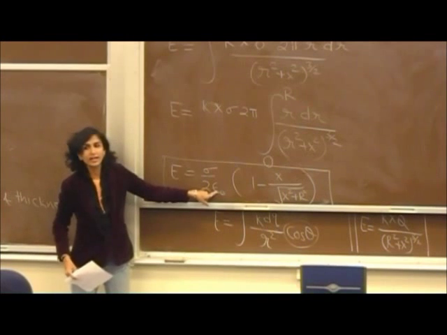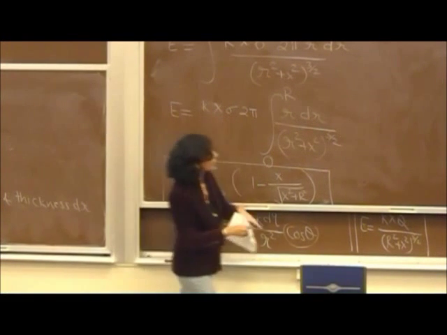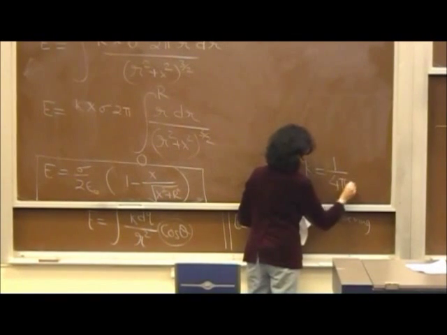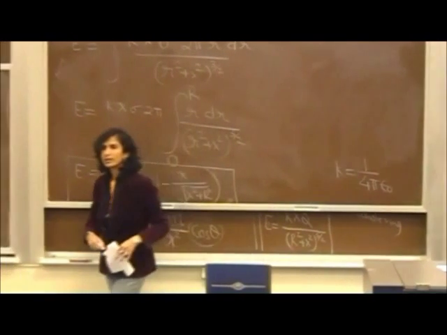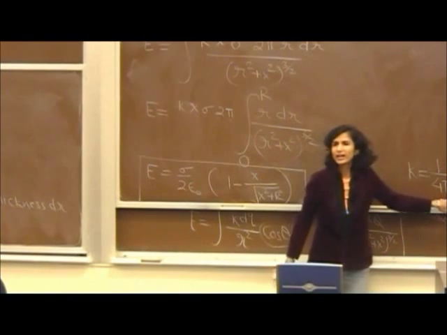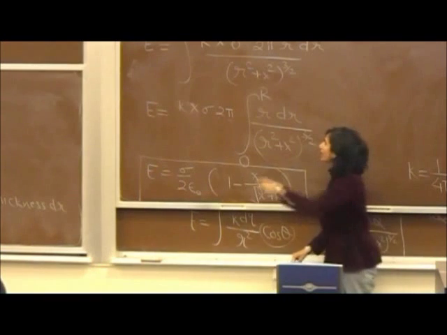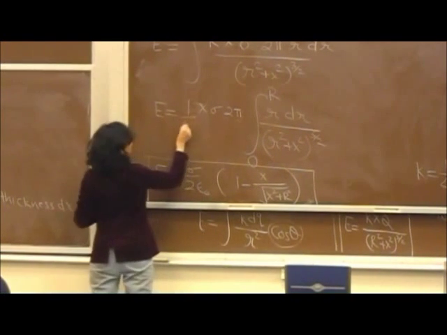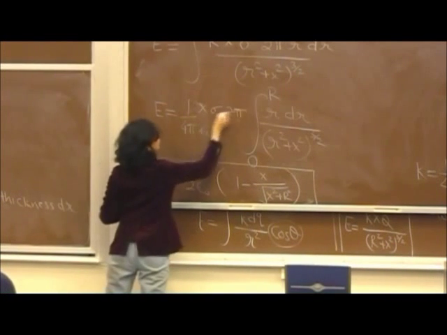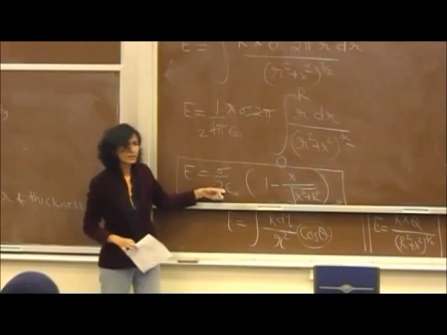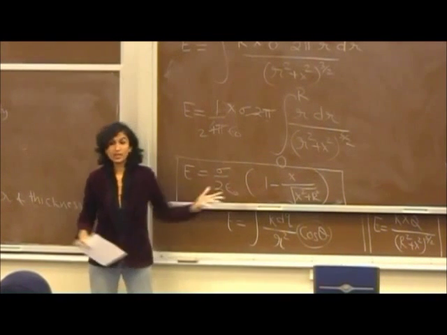Also notice, how did I end up with this epsilon 0? I actually made use of the fact that k is equal to 1 over 4 pi epsilon 0. So I canceled this 2 pi with this 4 pi that came from k. Is that making sense, folks? This k was 1 over 4 pi epsilon 0. So this 2 pi and this gave me a 1 over 2 epsilon 0, right? Is everybody clear? So this is my answer.